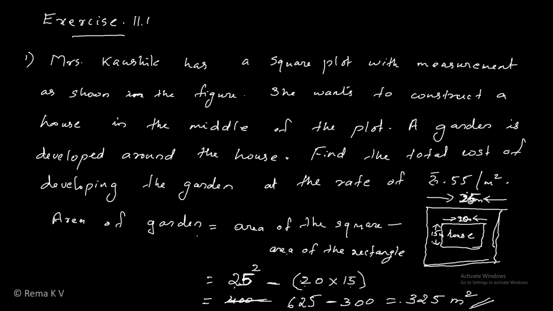All of you please make this correction. The side of the square plot is given as 25 meter. So the area of the square is 25 square, which is 625, minus the area of this plot, 20 into 15, which is 300, that is equal to 325 meter square. Area of the garden is 325 meter square. Is it clear?